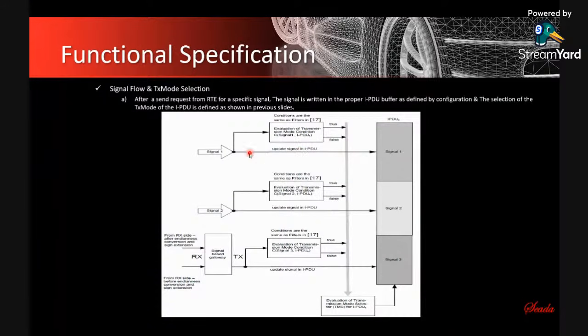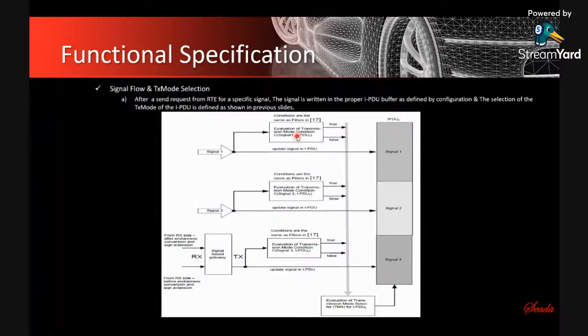Okay, signal 1 is coming from the application, and it has, for example, a transfer property of pending, and the transmit mode for this IPDU is periodic. What's going to happen in this case? The signal will go to the evaluation and will at the same time update the COM signal object in the IPDU, but it will go to the evaluation with the transmit mode of the IPDU. This signal 1 has a transfer property pending, which means do nothing, just update the value in the IPDU.